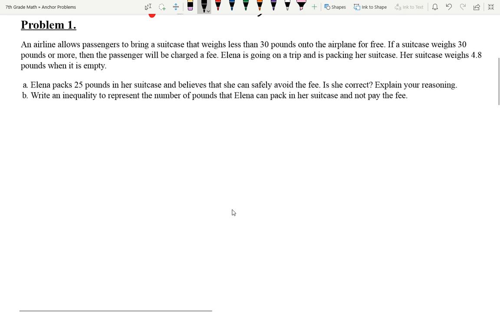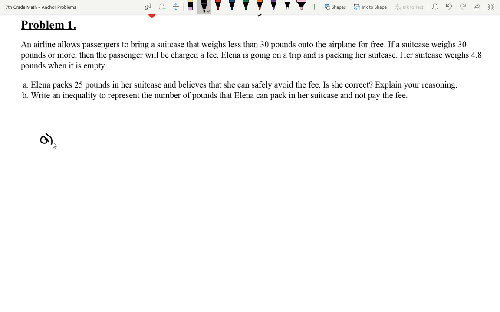So problem 1. An airline allows passengers to bring a suitcase that weighs less than 30 pounds onto an airplane for free. If a suitcase weighs 30 pounds or more, then the passenger will be charged a fee. Elena is going on a trip and is packing her suitcase. Her suitcase weighs 4 8/10 pounds when it's empty. A. Elena packs 25 pounds in her suitcase and she believes that she can safely avoid the fee. Is she correct? Explain your reasoning.